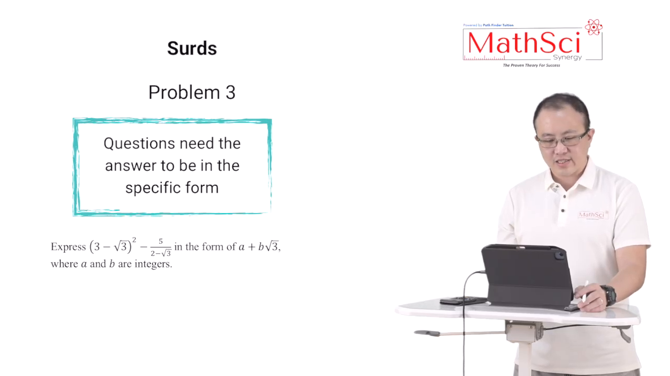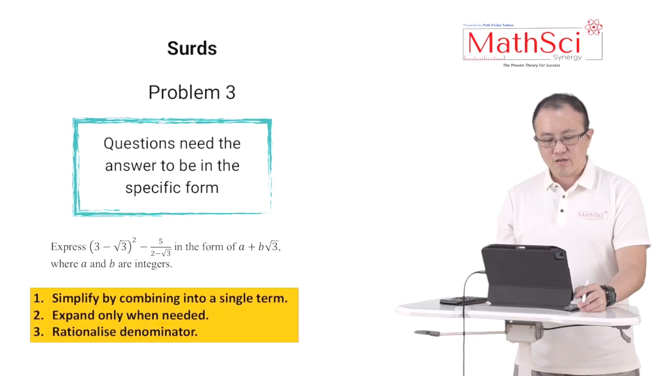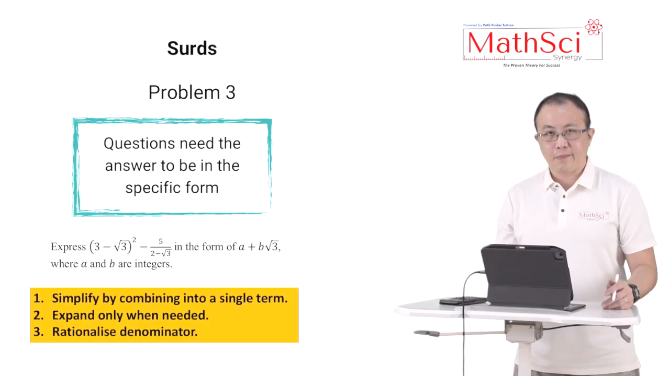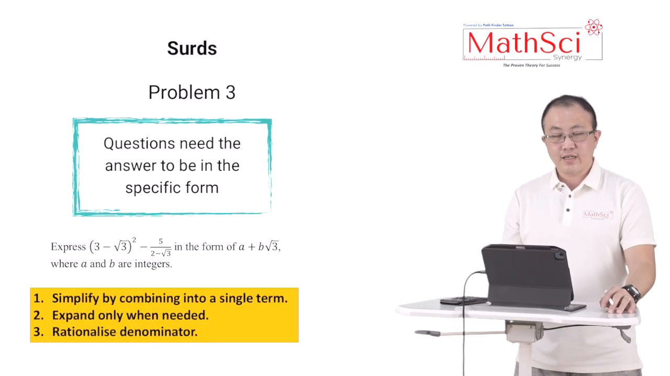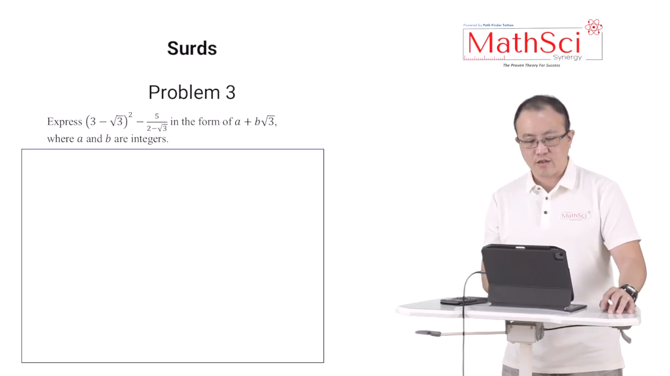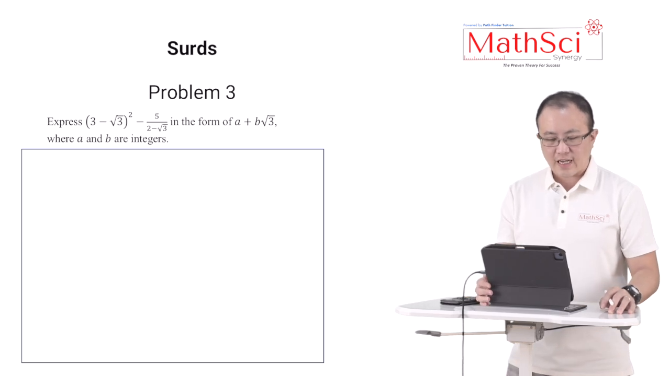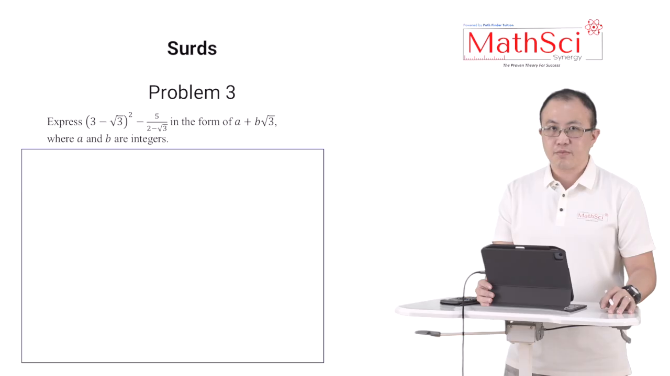So let me show you with this example. Okay, so the 3 simple steps in this example is number 1, you try to combine into a single term. Number 2, expand only when needed, don't need to do it too early. And number 3, rationalize the denominator after that. Okay, so I'm going to show you how to do this now. So first thing first is I got the 3 minus square root 3 with a bracket square. I will not expand this first. Okay, I will not expand this first.